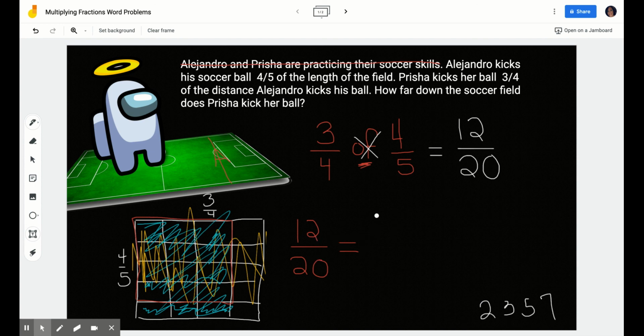12 divided by 2 is 6, and 20 divided by 2 is 10. Okay, so it's simplified, but it's not in lowest terms. So let's see if we can divide by 2 again. Remember, we do this until we can't divide anymore. So 6 divided by 2 is 3, and 10 divided by 2 is 5.